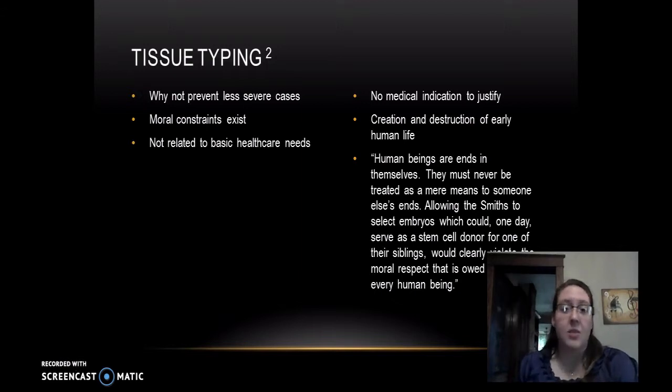If a sibling or a parent matches and they can donate, say, a lobe of the liver, the family is already going to be morally obligated, in a sense, to donate for the family member. However, this isn't considered to be related to the basic healthcare needs. Also, there is no real medical indication to justify this. However, the definition for medical indication requires that an individual undergoing a diagnostic or therapeutic procedure has a condition that calls for medical help.